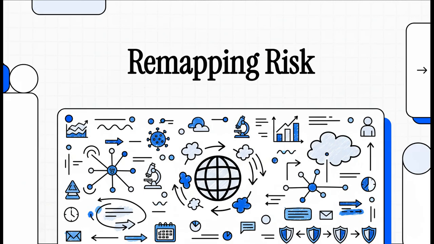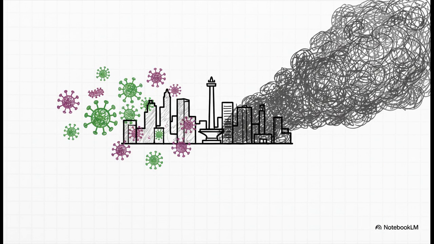All right, today we're talking about something pretty cool, remapping risk. We're going to explore how a breakthrough in data modeling is totally changing the game for tracking diseases in a world that, let's be honest, never stands still. Let's dive right in. Our story kicks off in Jakarta, the massive capital of Indonesia.